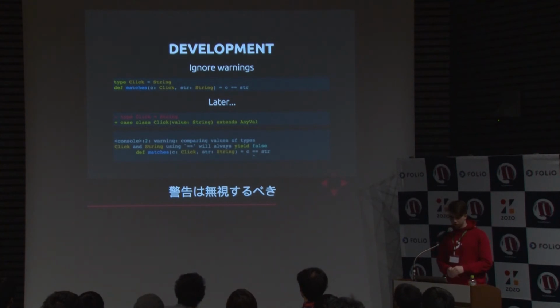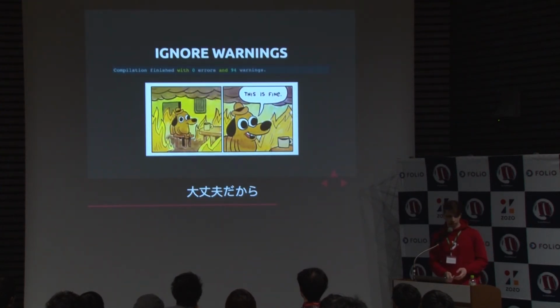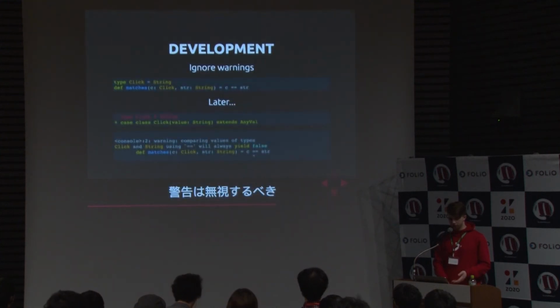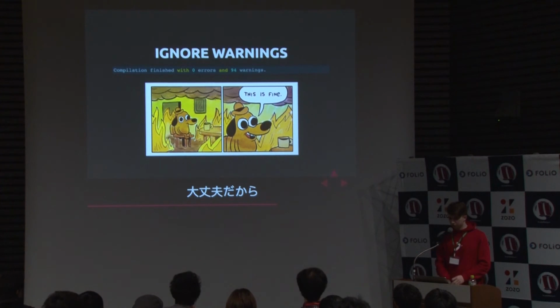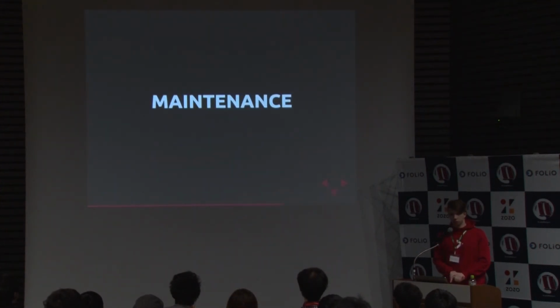Comparing values of types click and string using equals will always yield false. But that's okay, until somebody notices. But the code compiles, right? We now have 0 errors and 94 warnings, and this is fine. I actually saw something like that running after this change for a few months, and nobody complained because it was fine. There were no errors. So we're done with development. Now we'll talk about maintenance.